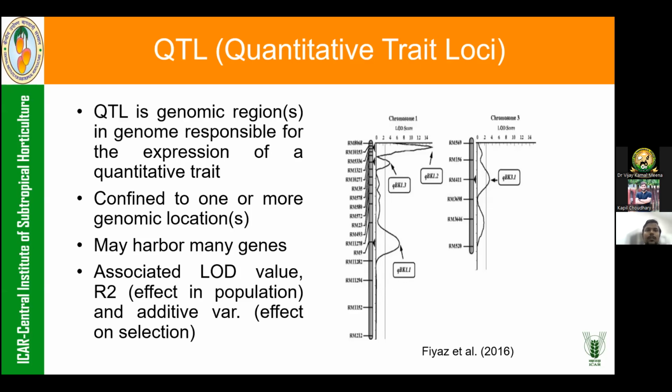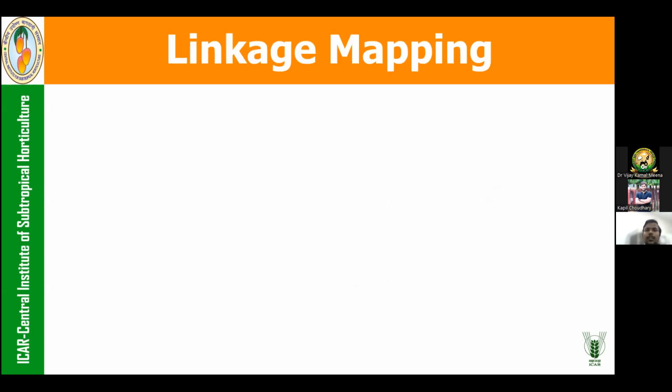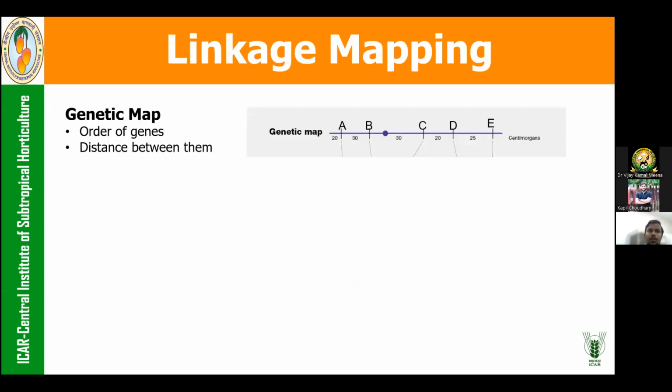Before going into QTL mapping directly, you should know what linkage mapping is. Linkage mapping is the order of genes. Like here it is depicted A, B, C, D, and E, linear in order, and the distance between them is represented in terms of recombination frequency between those two genes or markers. This is not just a gene; you can say marker also.